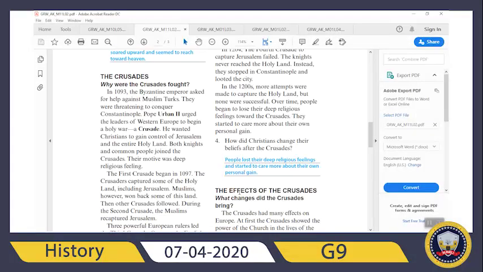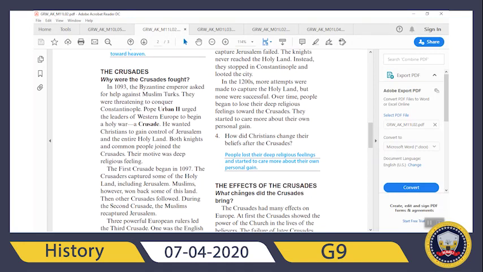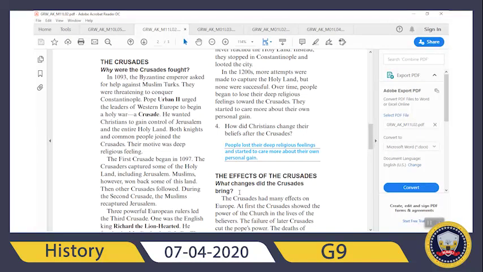Next is about why were the Crusades fought. So I mean about the Holy War. Now we are going to learn about the Holy War. So in 1093, the Byzantine emperor asked for help against Muslim Turks.